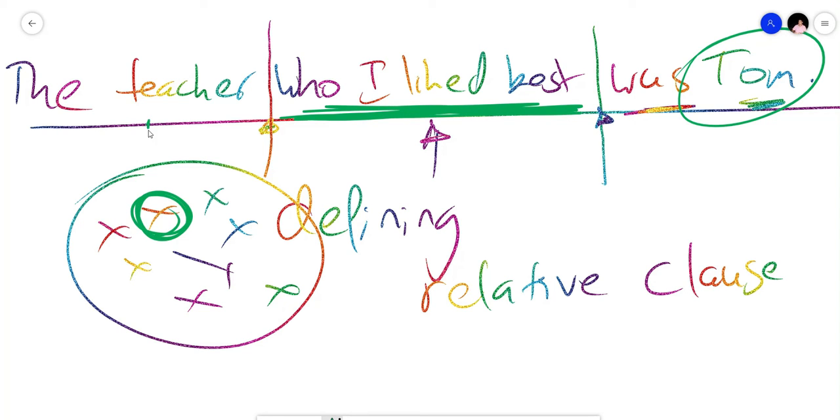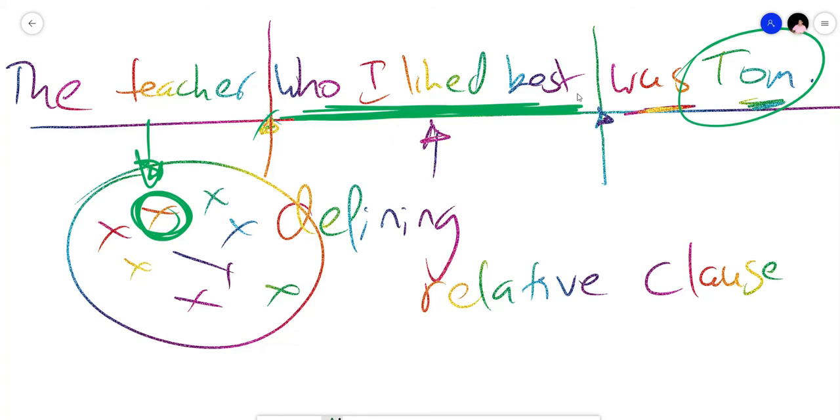So that one there is Tom. How do I know it's Tom? Because you've told me in writing that you liked him the best, using a defining relative clause. So no commas here, no commas for a defining relative clause. And you would just say the teacher who I liked best was Tom.